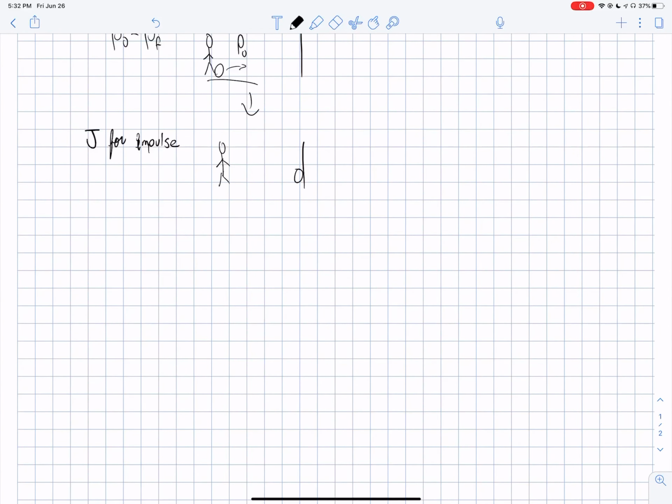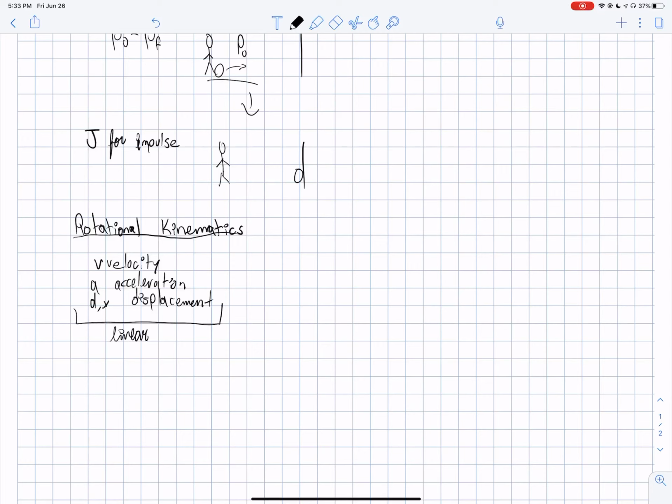Now moving on, we're just going to do a light overview of rotational kinematics. I'm sure you remember kinematics from when you took Physics 1. Normally we have our velocity, our acceleration a, our displacement d or x. But these values deal with linear kinematics.